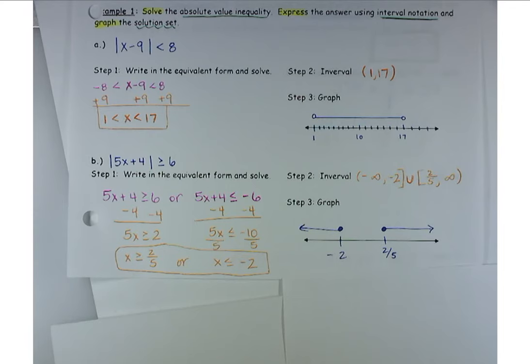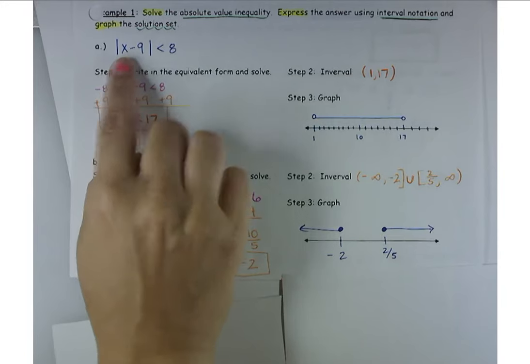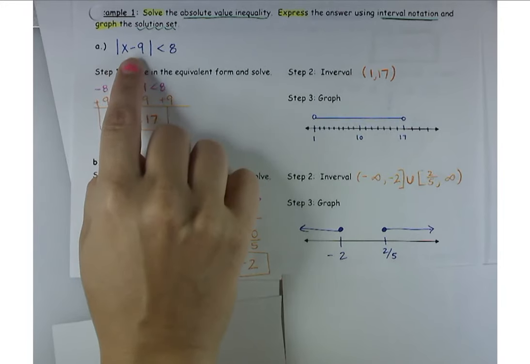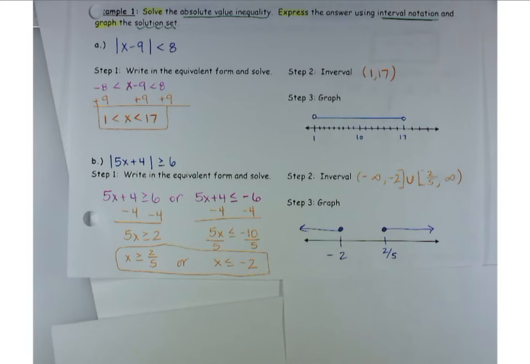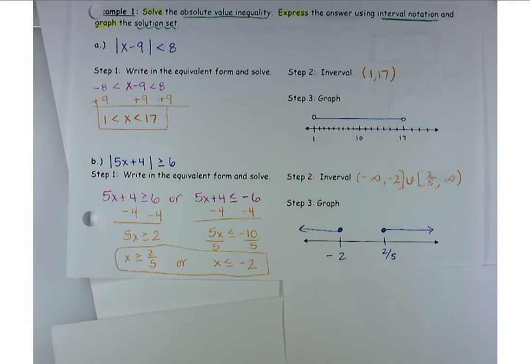5. Okay, so let's plug in 5. So 5 minus 9 is? -4. What's the absolute value of -4? 4. Is 4 less than 8? Yep. Okay, let's pick one outside it. What's a good one to pick that's outside it? 0. Okay, so 0 minus 9 is -9. Absolute value would be 9. Is 9 less than 8? No. So that's good, remember, because it's false. And that's what we wanted it to be.